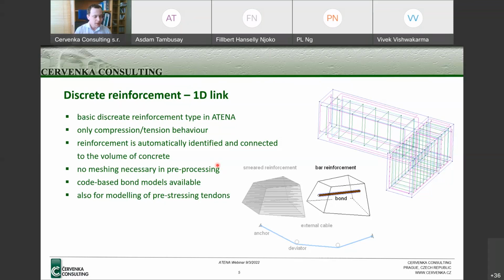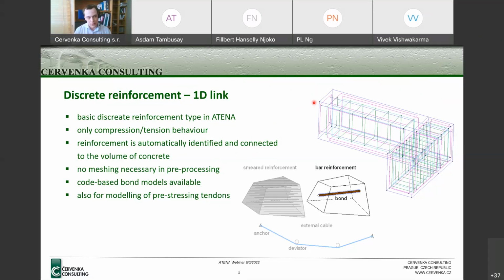They can be used not only for modeling of common reinforcement, but also for modeling of pre-stressing cables, etc. We will be preparing a separate webinar for this topic, where we will be focusing on modeling bond for external or internal cables. However, for today we will focus on reinforcement with no pre-stressing.